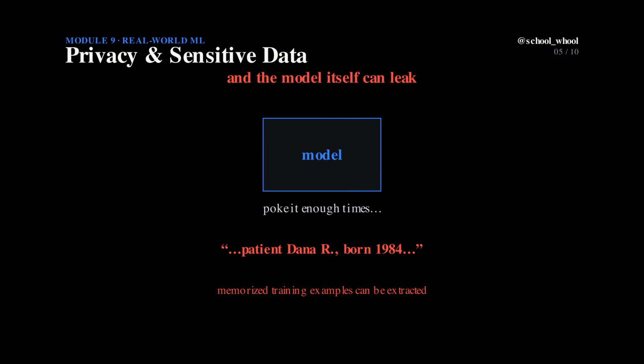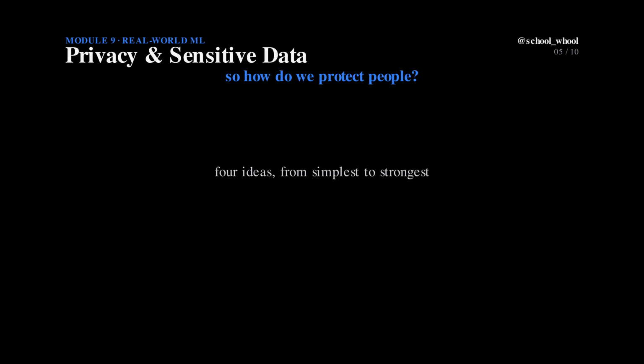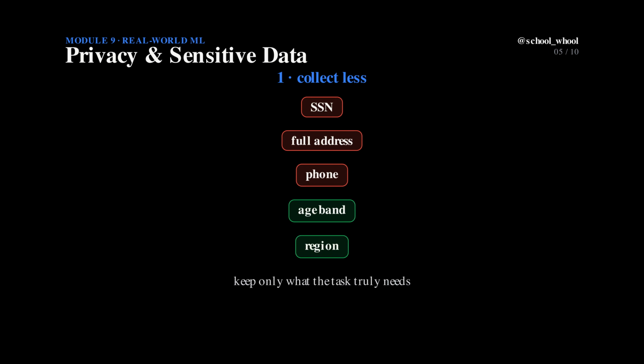So how do we protect people? Let's walk through 4 ideas, from the simplest habit to the strongest guarantee. 1. Collect less. This is data minimization. If the task doesn't truly need a social security number or a full address, don't store it. The safest data is the data you never held.